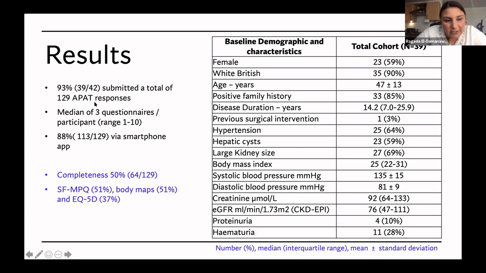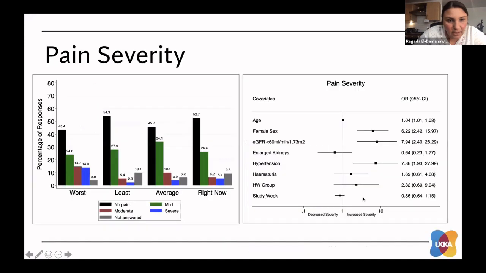So that's an average of 3 questionnaires per participant. 88% of them were done via the smartphone, 50% were complete. And when you look at the population, 47 years of age, but actually in terms of risk factors for progression, more than 2/3 had hypertension, enlarged kidney size, evidence of hematuria, so a high risk with reasonably preserved kidney function.